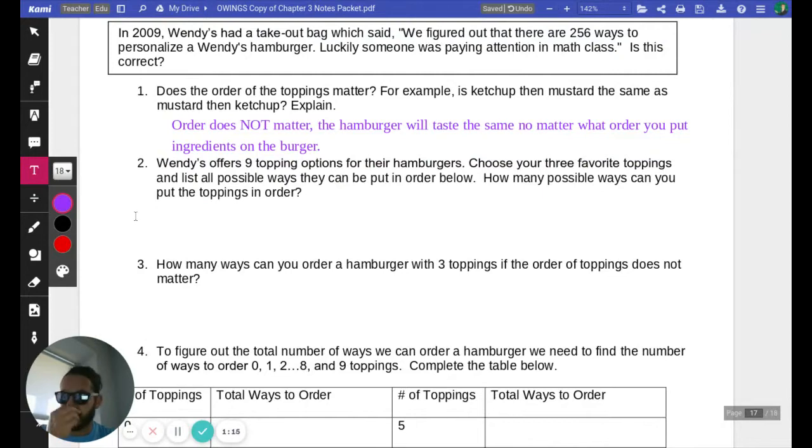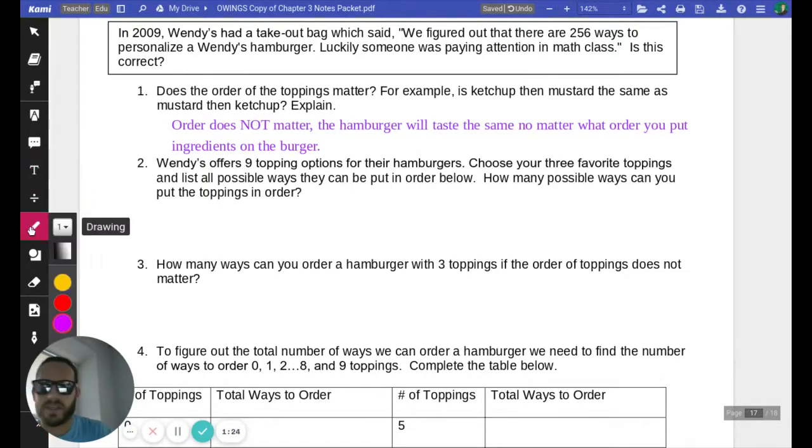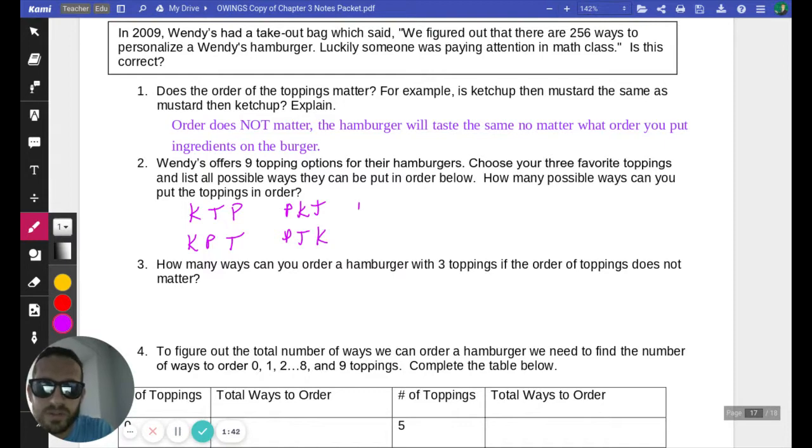You're going to choose your 3 favorite toppings and list all the ways they can be put in order. Let's just say you like ketchup and tomatoes and pickles. You can have ketchup, tomatoes, and pickles. You can have ketchup, pickles, tomatoes. You can start with pickles, then ketchup and tomatoes. You can put pickles, tomatoes, and ketchup. And then you can start with tomatoes, pickles, ketchup, or tomatoes, ketchup, pickles. I don't think there's any other ways. So it looks like there are 6 different ways that we can put those 3 toppings on.